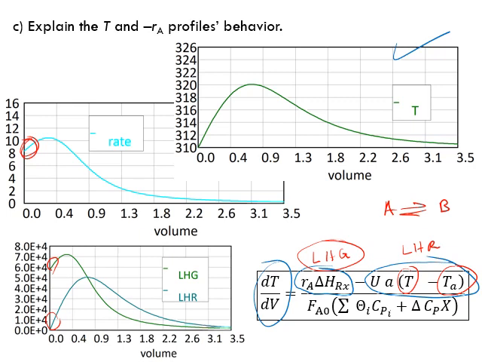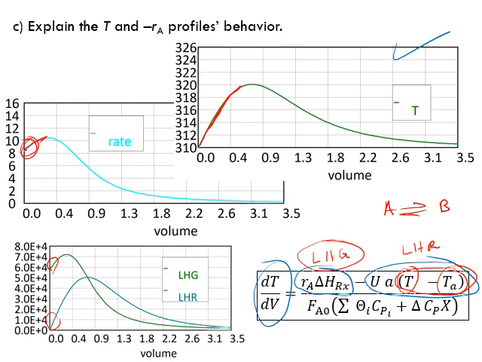The localized heat removed is small because the driving force, the difference between the temperature inside the reactor and the temperature outside the reactor, is small. Okay? Therefore, since the localized heat generated is more than the localized heat removed, since the heat released from the reaction is released at a rate that is faster than the rate at which heat is removed from the reactor, the temperature will continue increasing.